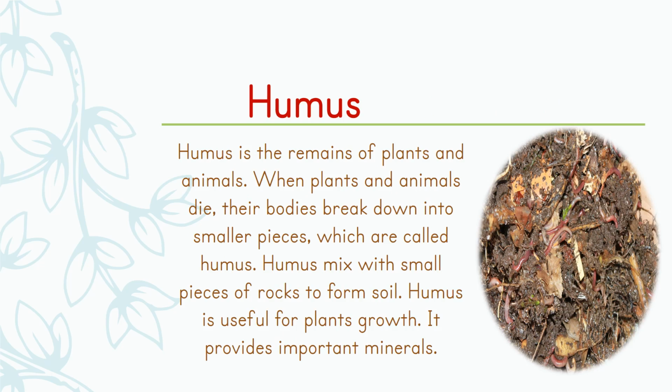Students, do you know what humus is and how it forms? Humus is the remains of plants and animals. When plants and animals die, their bodies break down into smaller pieces, which are called humus. Humus mixes with the small pieces of rocks to form soil. Humus is useful for plants' growth. It provides important minerals.